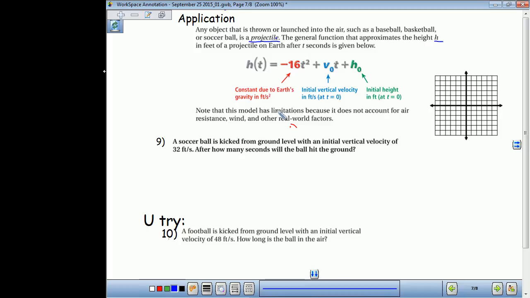Make sense? Now, if you were in science class, you won't see the negative 16. You'll see negative 4.9. Because in there, you work in the metric system, correct? So that would be negative 4.9. That would be meters per second.